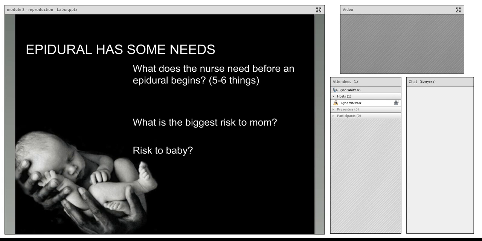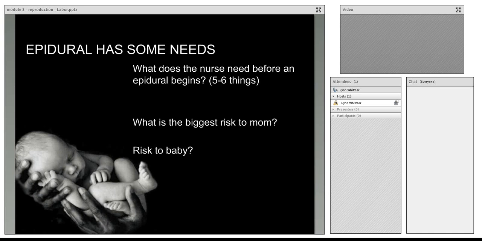We have to have a CBC on the chart. We want to look at platelets. Ensure that the mom has normal, adequate platelets, and we're not going to be concerned about her bleeding into that spinal cavity, that epidural space. Anesthesia, of course, is called to the room.